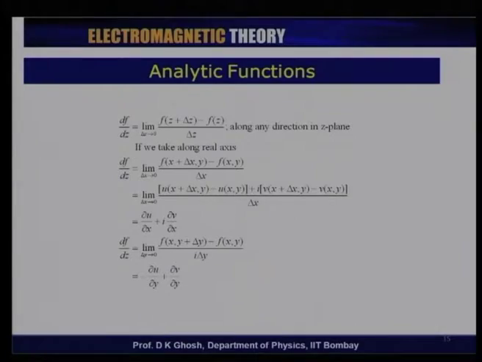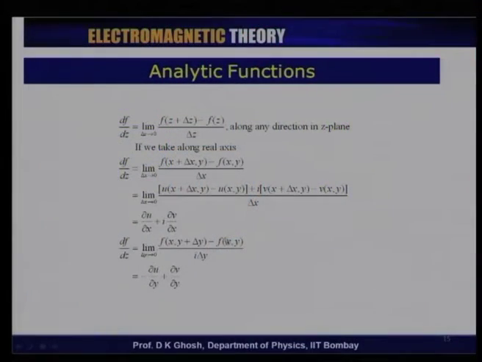Now, supposing instead you considered the way delta z is going to 0 is along the imaginary axis. Then what I have is df by dz is given by this expression here, with I delta y there, which is, because I am dividing by I, minus du by dy plus I times dv by dy. I is missing here.